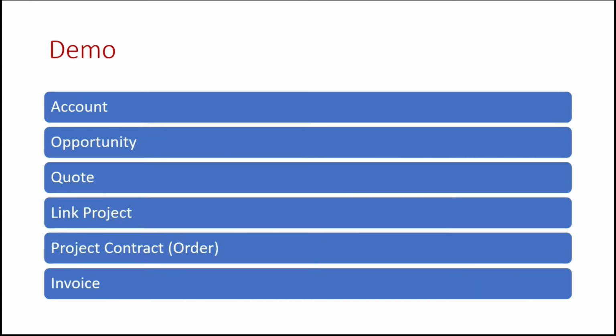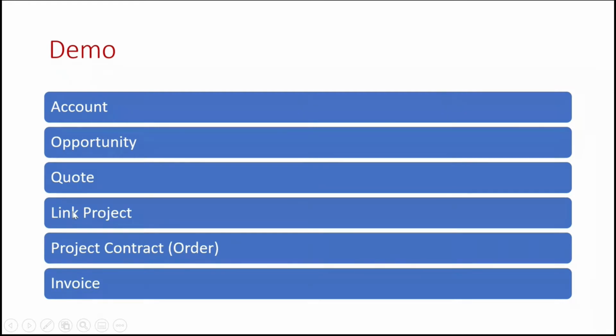Before going to the process, we will be creating a project record. Then we need to have an account, and for that account we will create one project opportunity, and then convert it into a project quote, and within the quote we will link the project that we have already created.